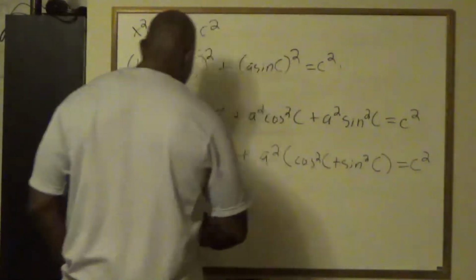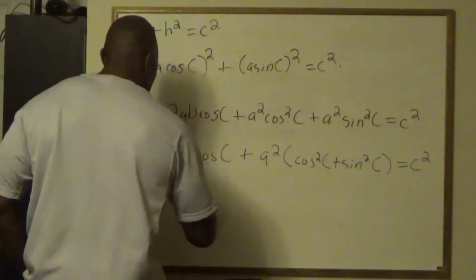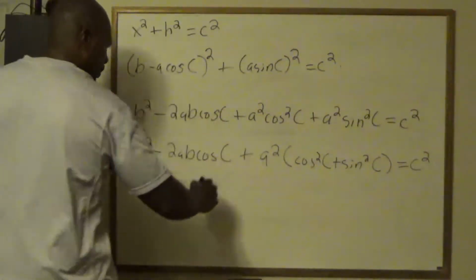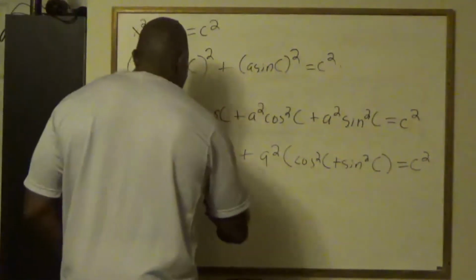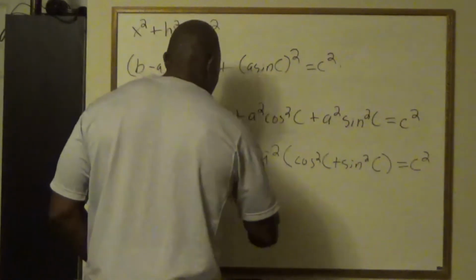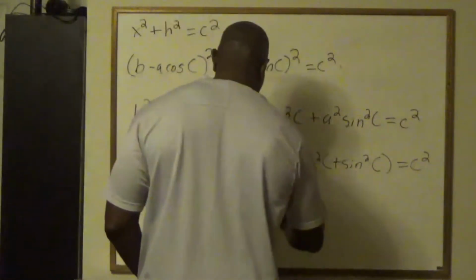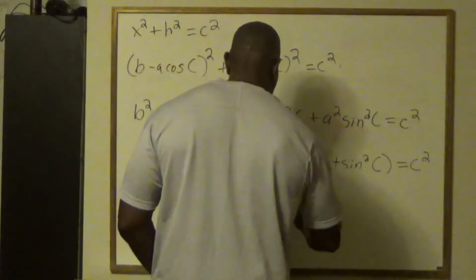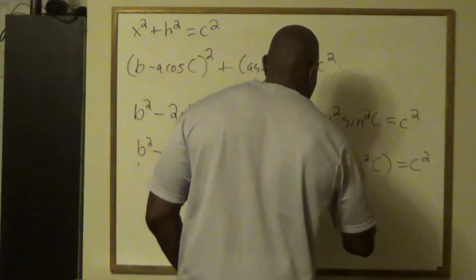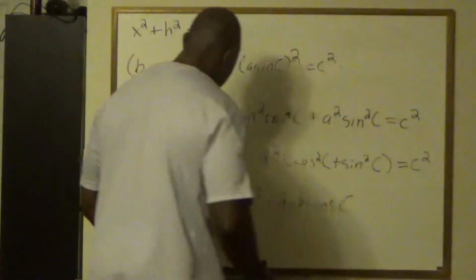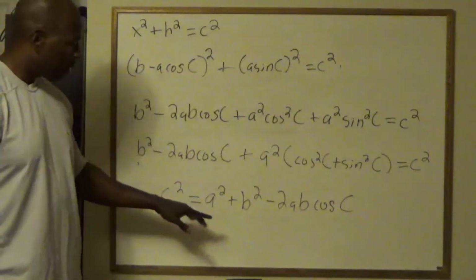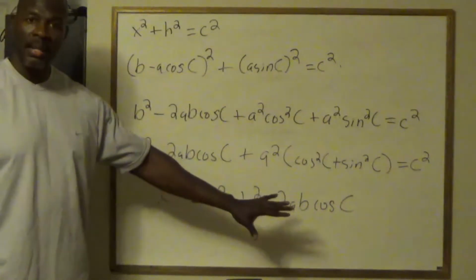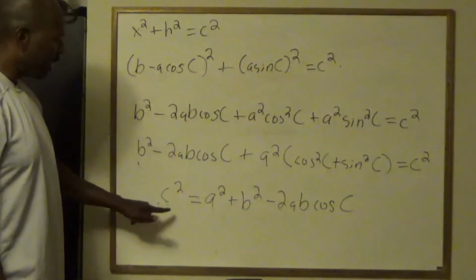I'm going to put the c squared in front. c squared equals, and now I'm going to just put the variables in alphabetical order. So a squared plus b squared minus 2ab cosine c. And there you have the law of cosines to find side c.